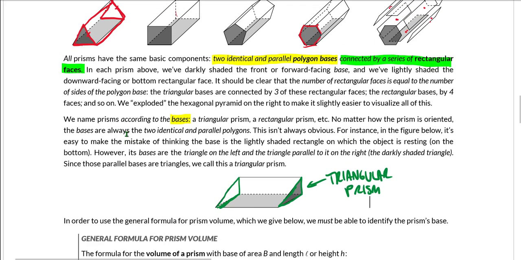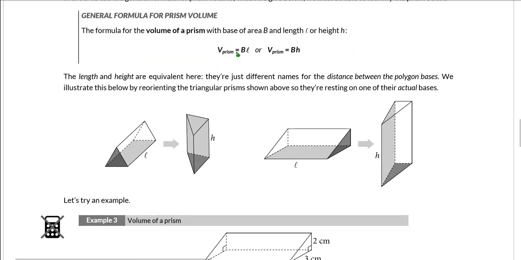The general formula for prism volume, and we saw this a moment ago when I said that we could always determine volumes of 3-dimensional solids using the area of the base, and that's exactly what we're going to do with prisms. We are going to take the area of the base, and we are going to multiply the area of the base by what we can call either the length or the height, and those are the same thing. Those are synonymous here. Length and height simply mean the distance between the 2 polygon bases. You could also call that the length of the rectangular face.